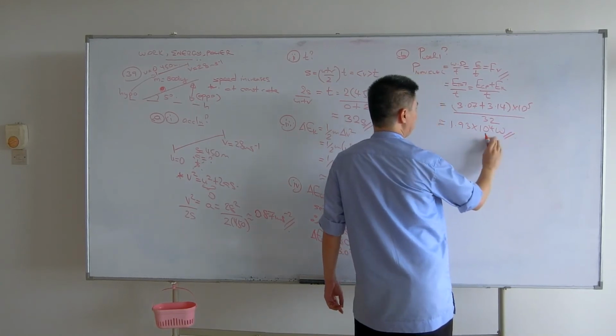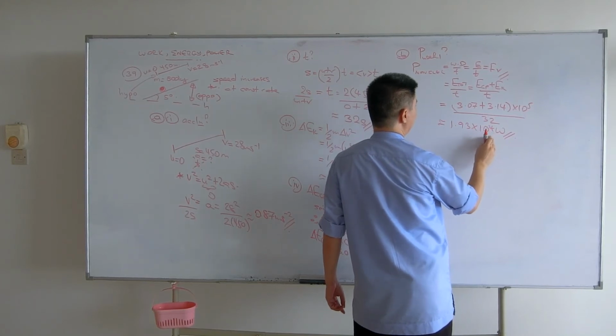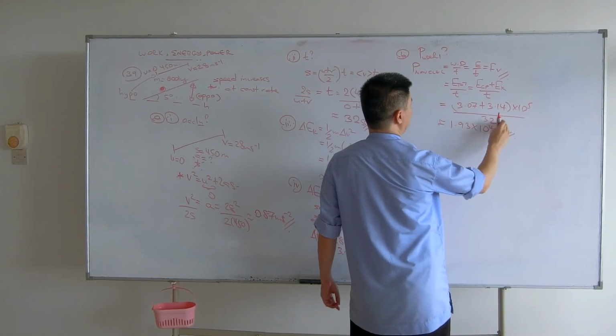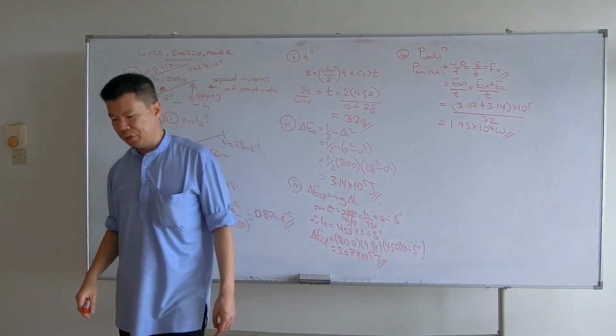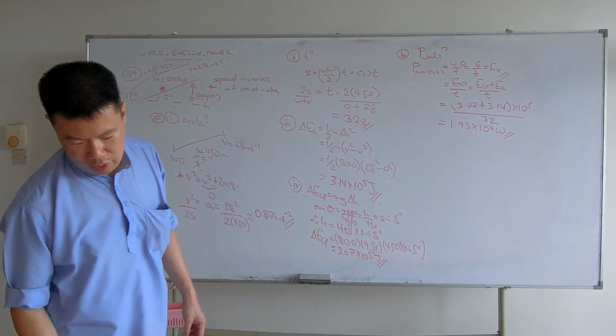So for every second, you have 1.93 times 10 to the 4 joules that is used every second until you reach the maximum in the 32 seconds. That is the difference between power and energy. One gives you the rate, the other one gives you just the total value.